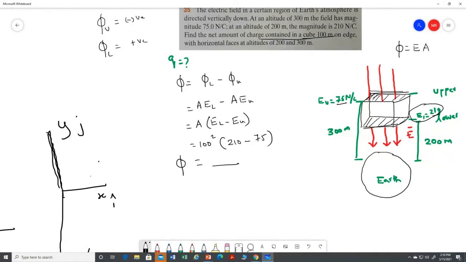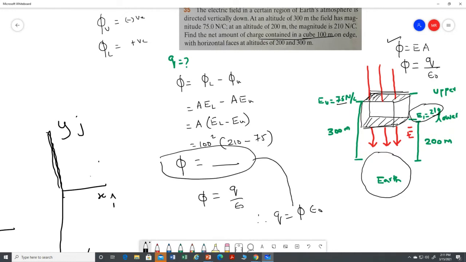Now I am going to use the other formula for the flux because we have two formulas for the flux. The first formula is this. What is the other formula for the flux? The other formula is Q enclosed divided by epsilon naught. We already studied this rule. So for finding the charge, I am going to use the second formula. Flux phi is equal to Q over epsilon naught. Therefore, Q is equal to flux multiplied by epsilon naught, and epsilon naught is a constant. So take the answer from the first part, substitute here, multiply by 8.85 times 10 to the power of minus 12, and you will get the net charge. Understand?